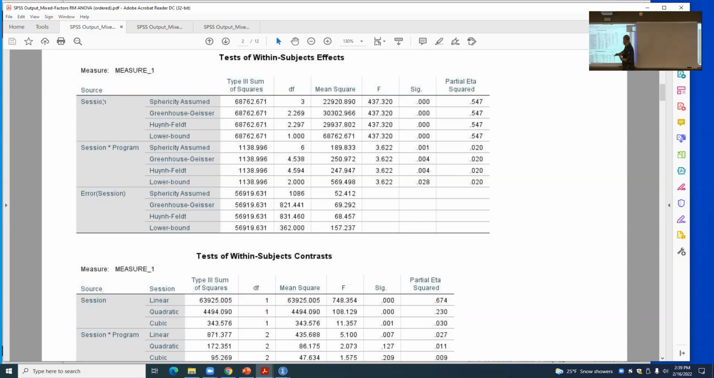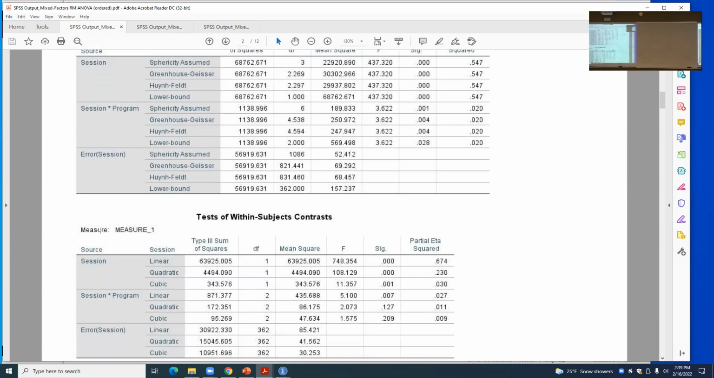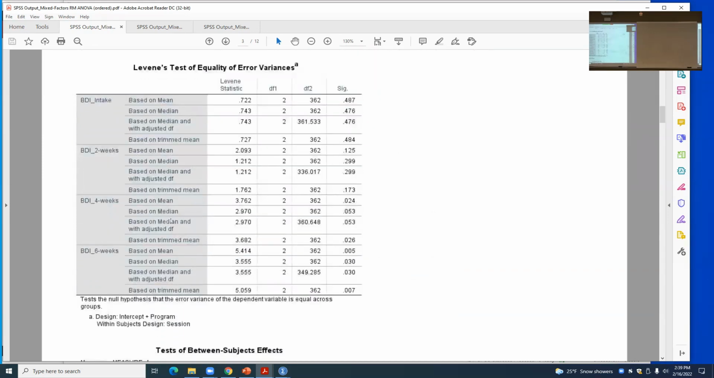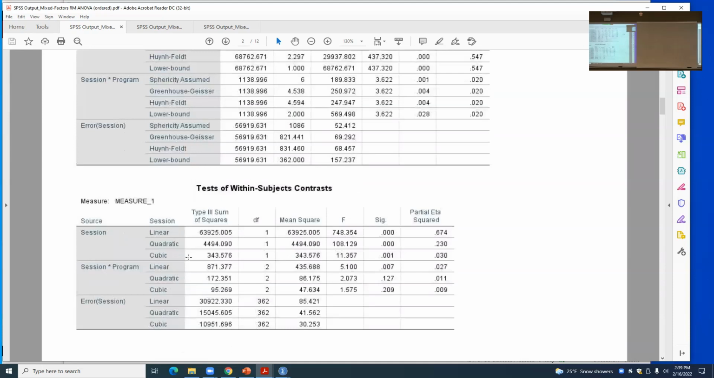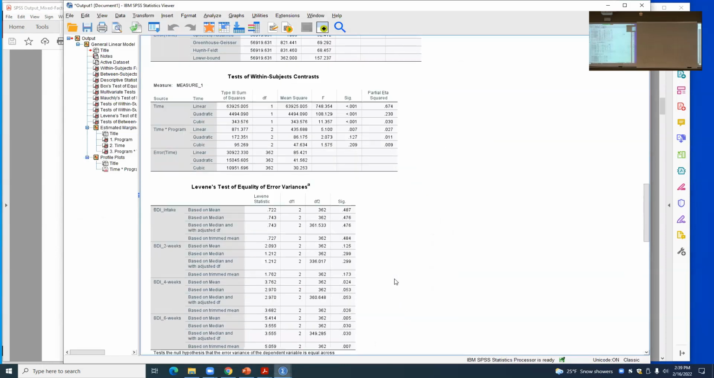Now, we go down here to our within subjects contrasts. Ignore these. For the one ways, they were fine. For the mixed factors, ignore them. We've got better ways of going through and probing things. And then what we're going to do is go back to our output here.